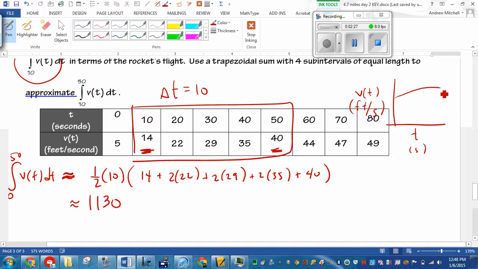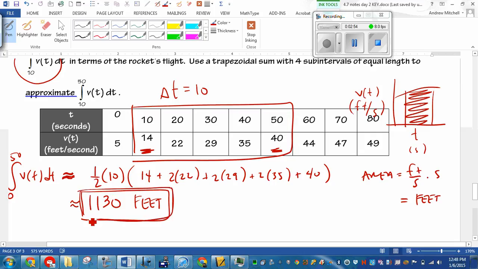So if we're looking at a curve on here and finding the area, we're taking these 2 dimensions to find the area, right? Seconds times feet per second. So feet per second times seconds. If we multiply those, the seconds cancel out, and we're left with feet. So the units that we're using for this are feet.